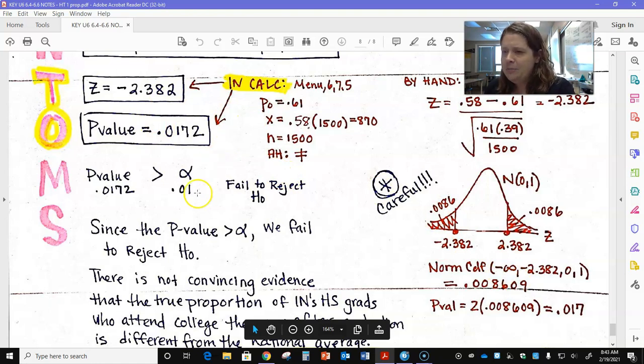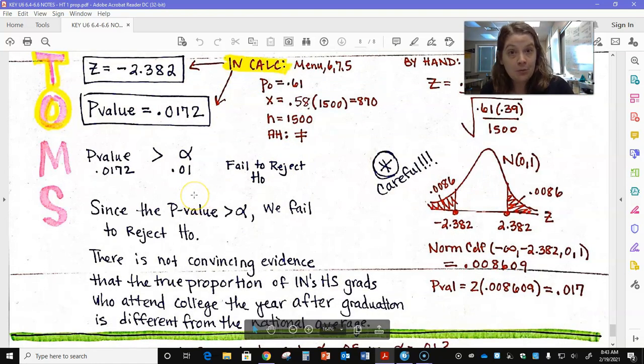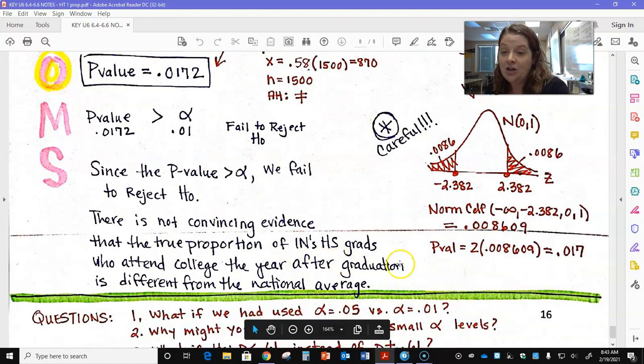Okay. Now this p-value is greater than 1%. Remember it was set for us at 1% this time. If we had set it ourselves at 5%, that would give us a different result here, and that's important to note. So this is greater than alpha, so we're going to fail to reject. Since the p-value is greater than alpha, I fail to reject the null hypothesis. This is like saying not guilty. So there's not convincing evidence that the true proportion of Indiana's high school grads who attend college a year after graduation is different from the national average.